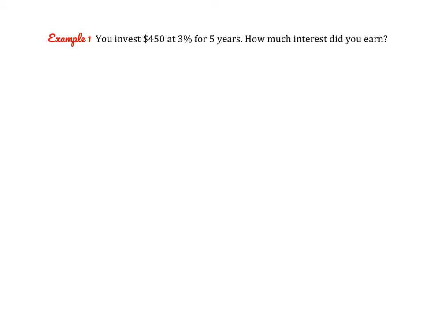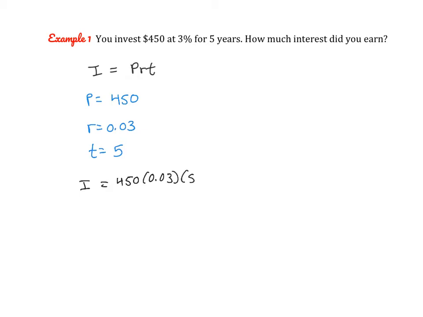So let's try a couple of these together. This one says you invest $450 at 3% for 5 years. How much interest did you earn? So this one, pretty straightforward. I equals P times R times T. So we see here that P is 450. That's how much we initially invested. R equals 0.03, which is 3% as a decimal. And T equals 5 for 5 years. And this should tell us how much interest we've earned. So 450 times 0.03 times 5.